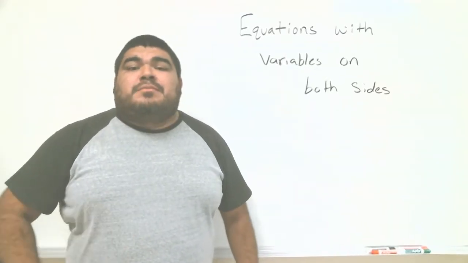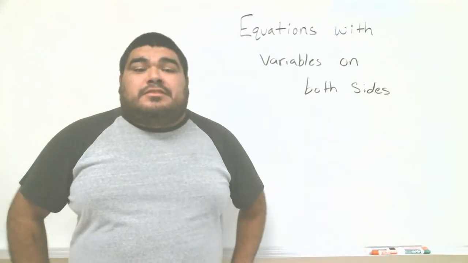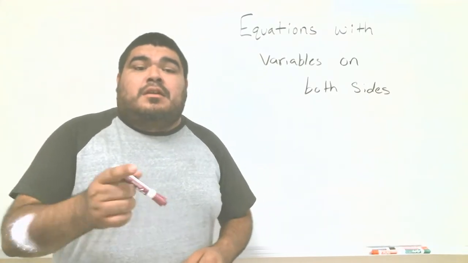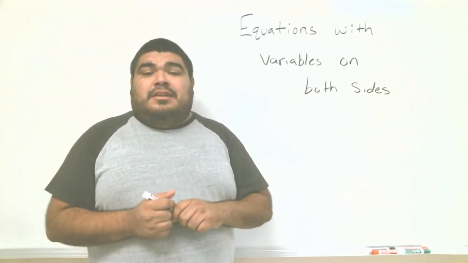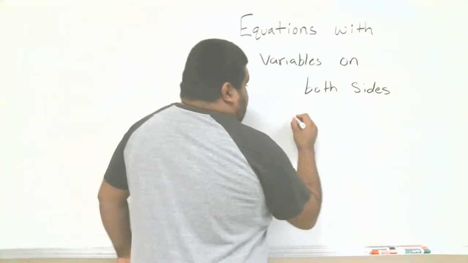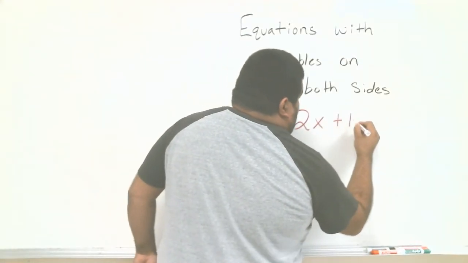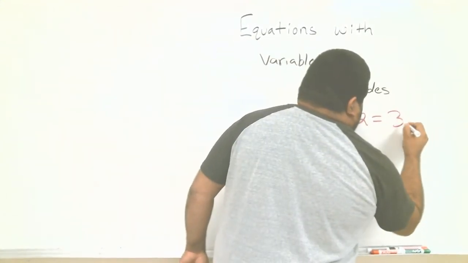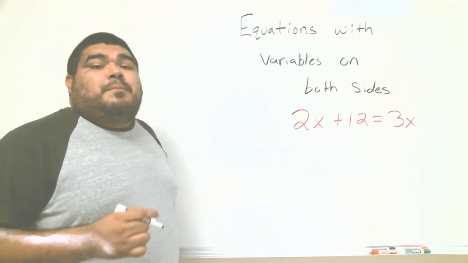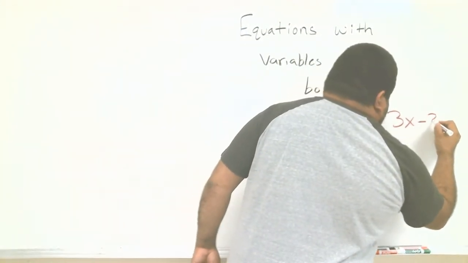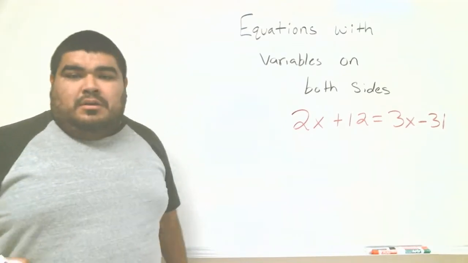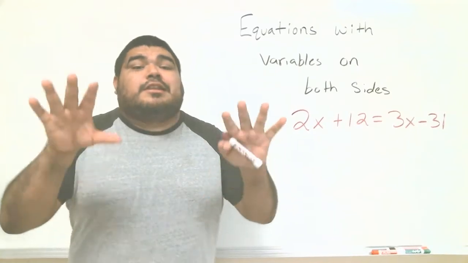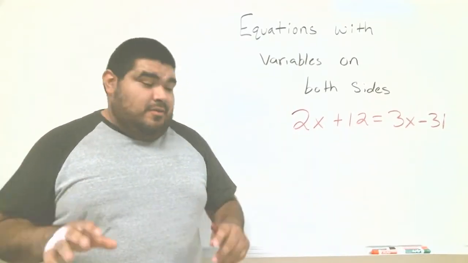All right, ladies and gentlemen, make sure you have the title of today's concept on your notes. It's called Equations with Variables on Both Sides. The example for today is 2x plus 12 equals 3x minus 31. All right, that's the example for today. It might look complicated, it's okay. We're gonna work on it together.